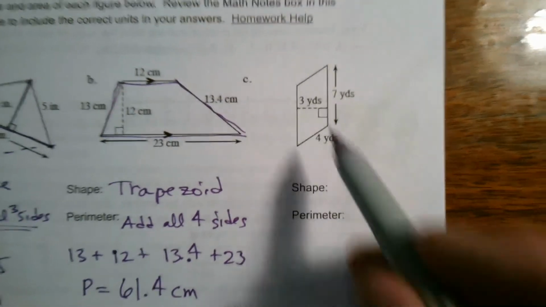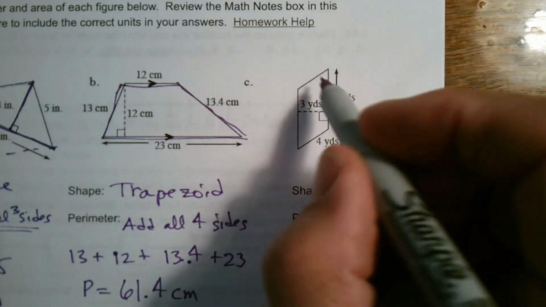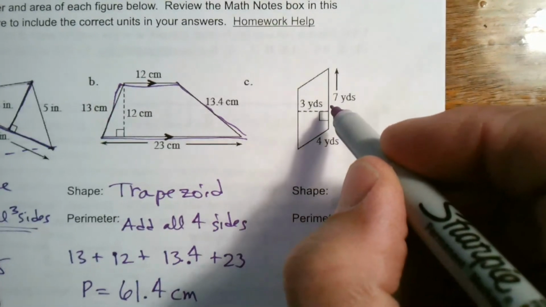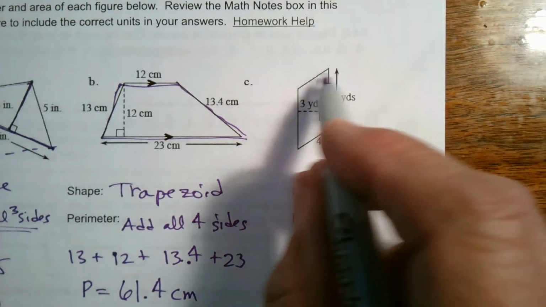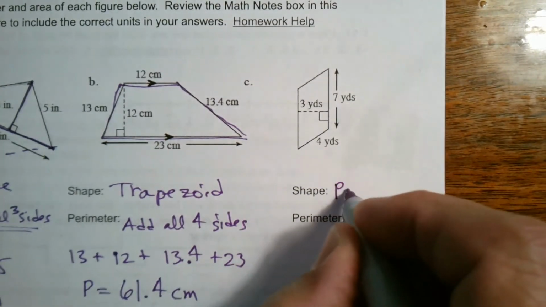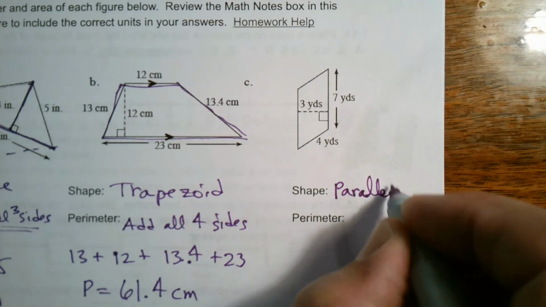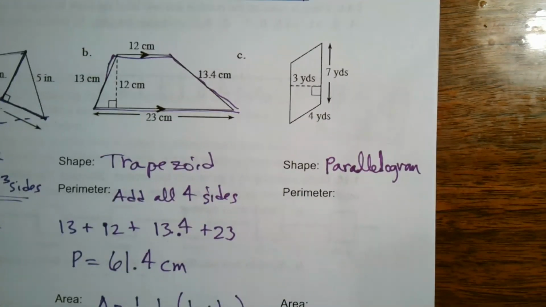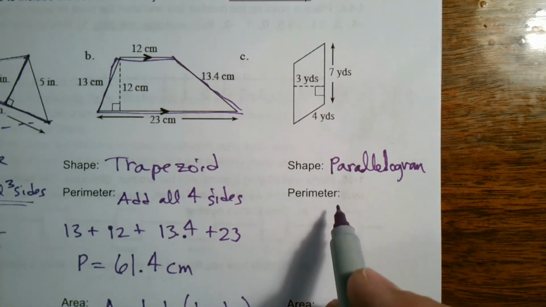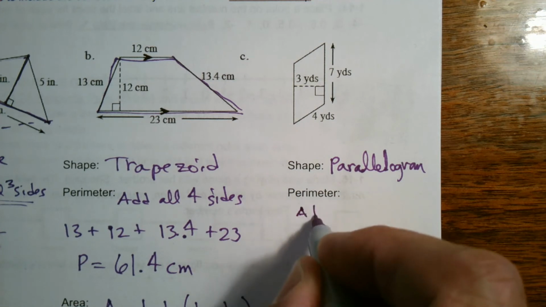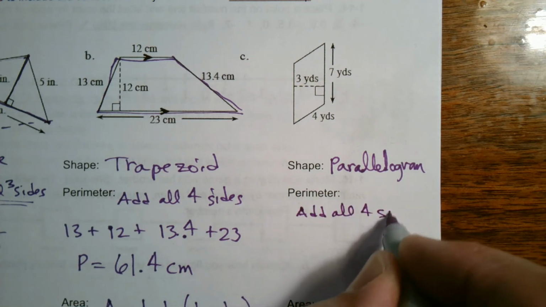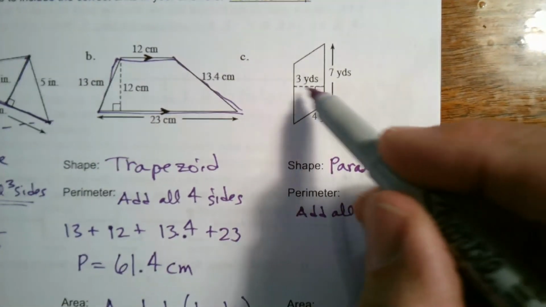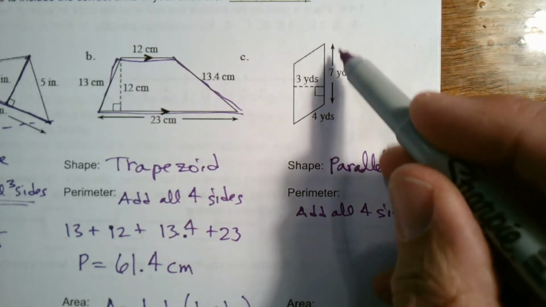All right, last one here. This shape. What is that shape? Well, if you notice, opposite sides are parallel, right? It's not a rectangle. A rectangle has to have 4 90-degree angles. So this is what we call a parallelogram. And the perimeter of a parallelogram, again, is add all 4 sides. That's what we have to do. So the sides being the outsides, not this inside piece. That's the height. That's not part of the perimeter.